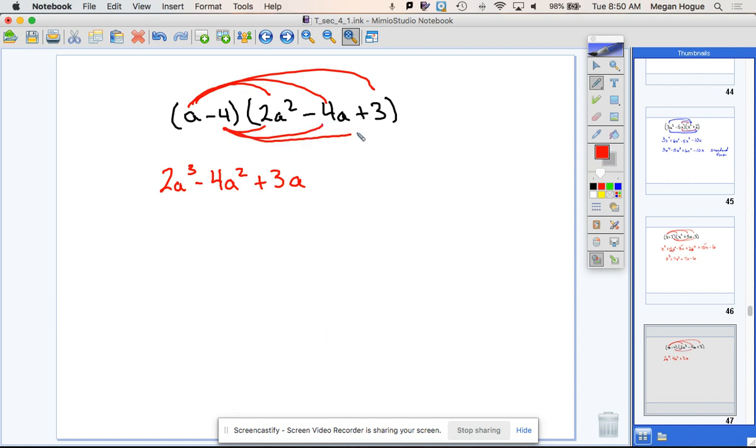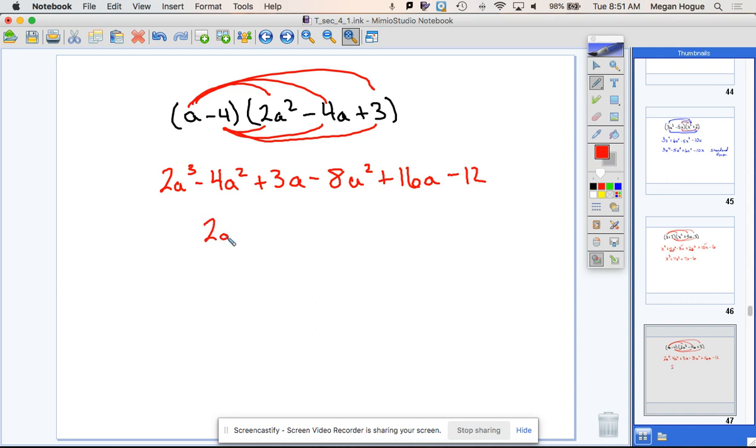You hear me say it all the time, but once you get the hang of it, it's probably going to be signs where we make mistakes, so be careful with your signs. When I did all my distributing, I got 2a cubed minus 4a squared plus 3a, then negative 8a squared plus 16a minus 12. So now I'm going to start combining.